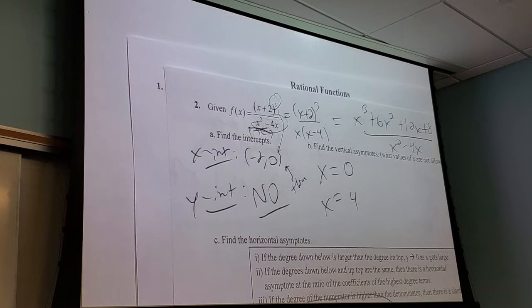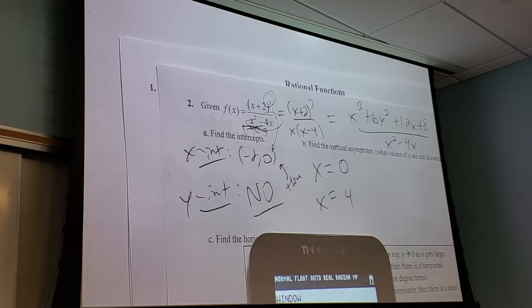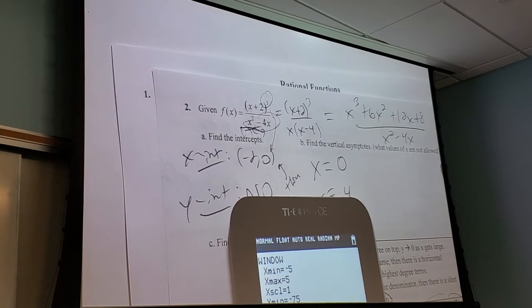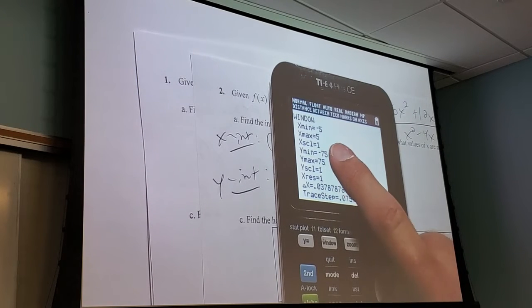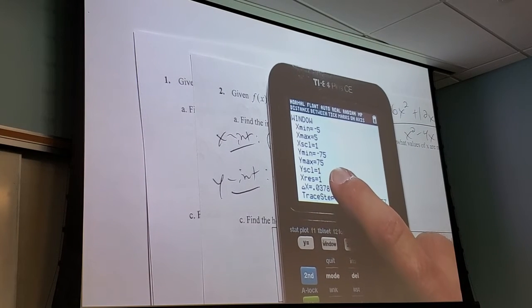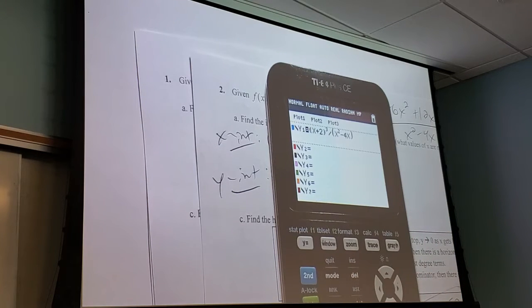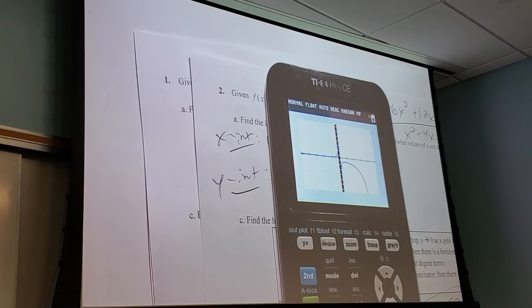If I scale the same, I'm going to make my scale the same: -5 to 5 on the x, -75 on the y. Got my function in there. So let's see if I graph this thing. Oh yeah, that's funkadelic.